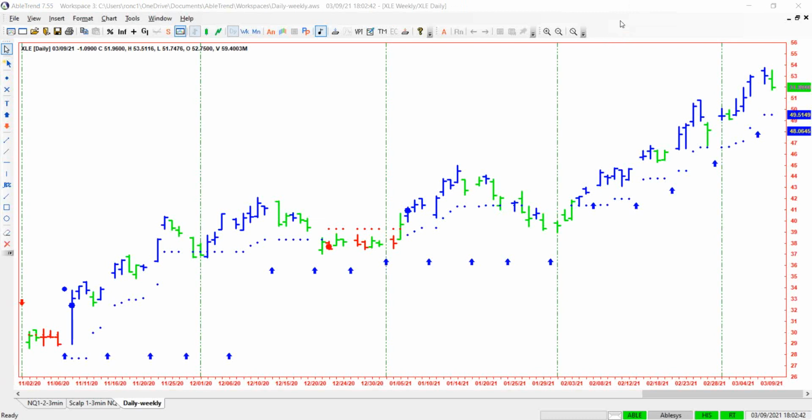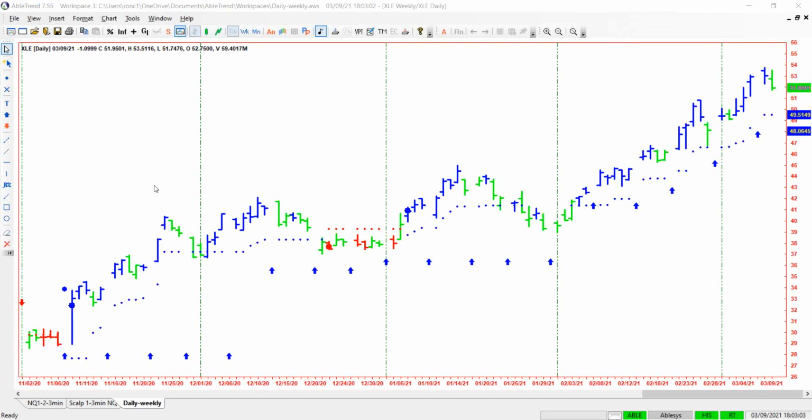So let's jump in and take a look. I've got a daily, weekly combination here. We always combine two time frames into one, because that's what makes Able Trend so special. We get all these no trade zones when other indicators and everybody else is getting beat up in a choppy market and having trouble when the markets are choppy.